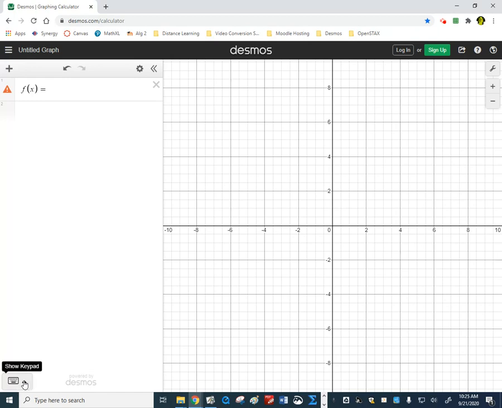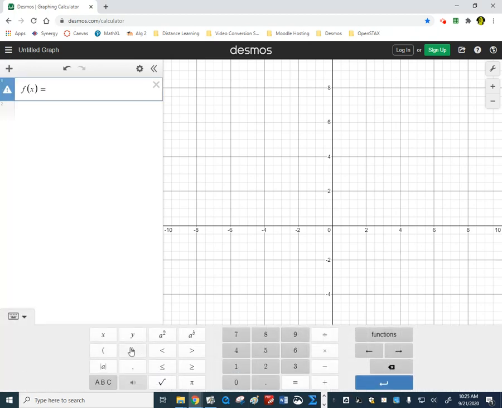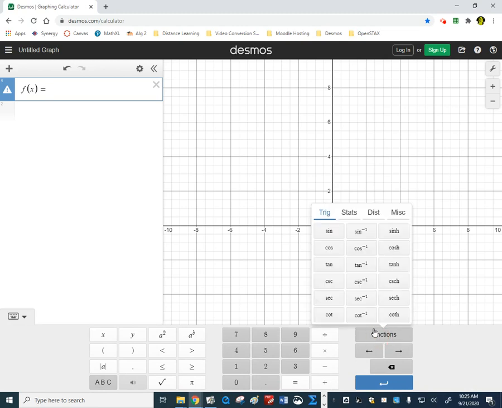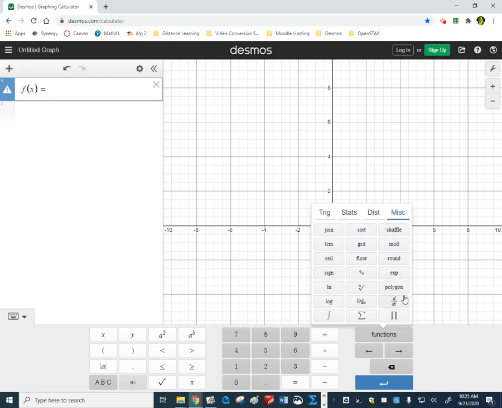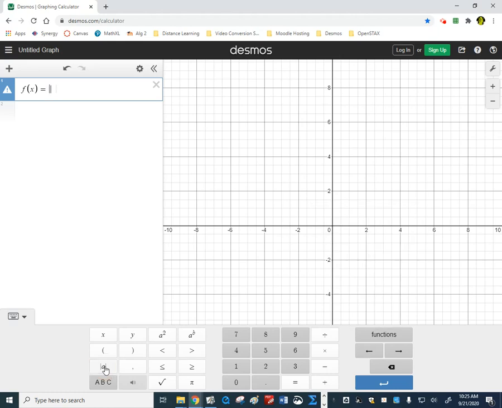Okay. I can show the keyboard, and inside the keyboard, I've got functions. I could do all those different functions, stats functions, distribution stuff, miscellaneous. And where's my absolute value? Why am I missing absolute value? Oh, there it is right there. I didn't even have to go to the functions. Everybody see that? So I can just tap that button and it's going to open up absolute value bars for me to type in.